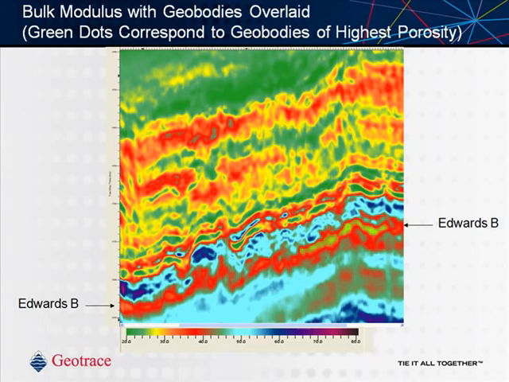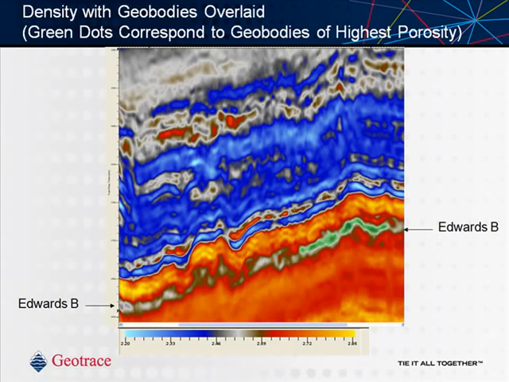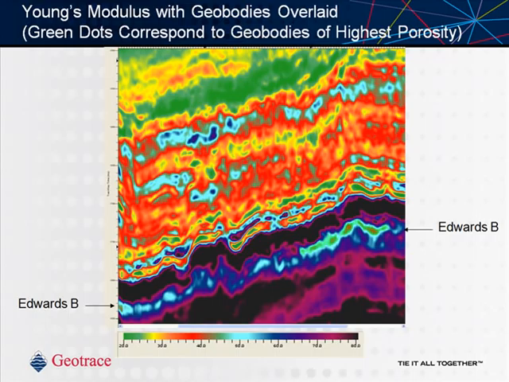And this is the bulk modulus. These are your shales right in here. Actually, all of this is, and it gets kind of limey in the middle, as it's indicated here by our higher bulk modulus. And this is the density. And again, this is where our geobody was for highest porosity. And this is Young's modulus. So up in here would be your Buda and your Edwards A, which are both tight in this area.